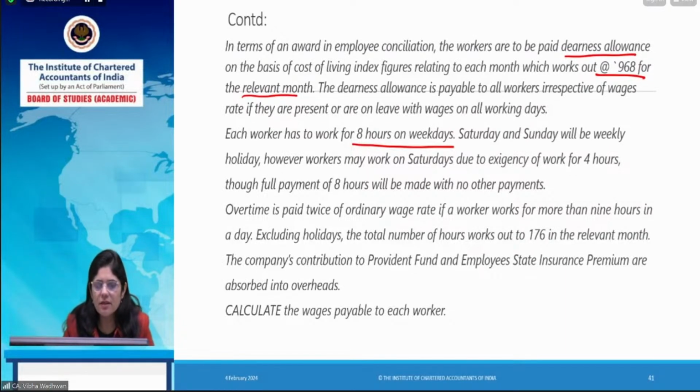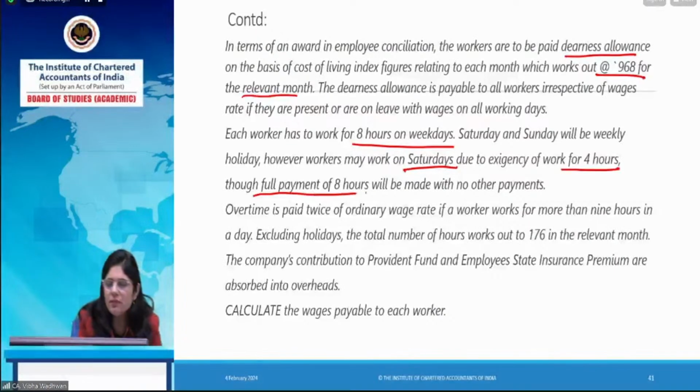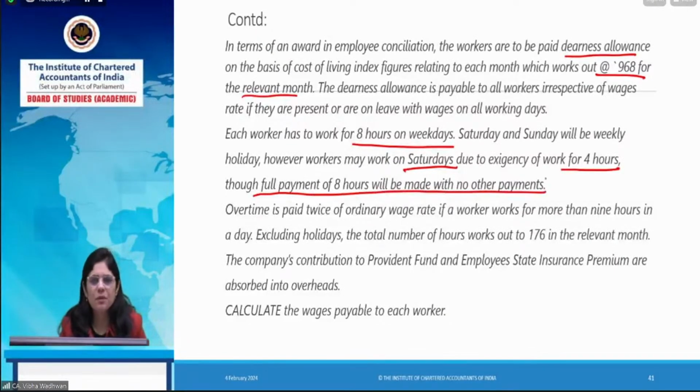Saturday and Sunday will be weekly holiday. However, workers may work on Saturdays. So on Saturdays, they can work for 4 hours, though full payment of 8 hours will be made. Clear? So every week, 8 hours they have to work. Sunday is off. On Saturday, again, it's off, but if the worker wants to work, they can work for 4 hours, but the payment will be made for 8 hours.